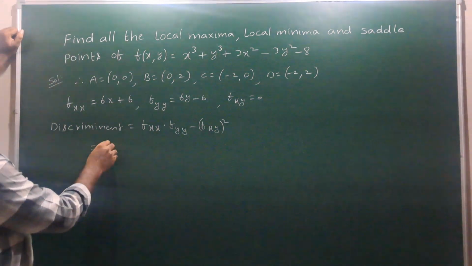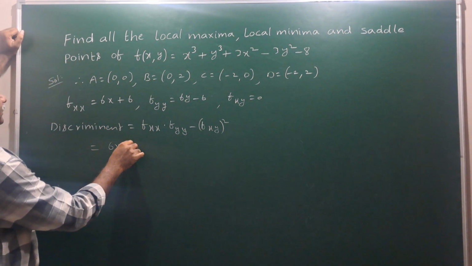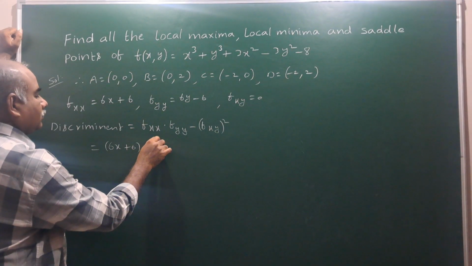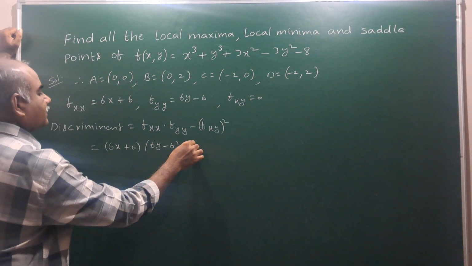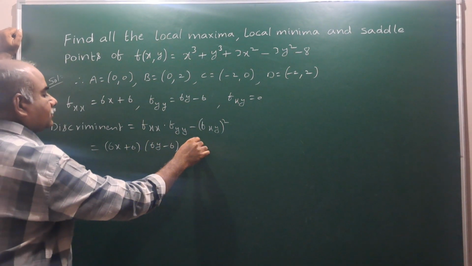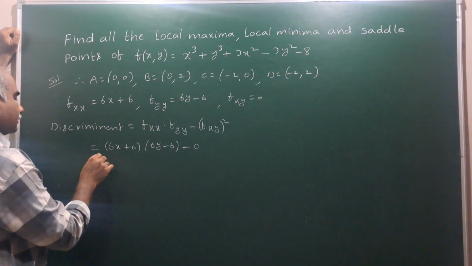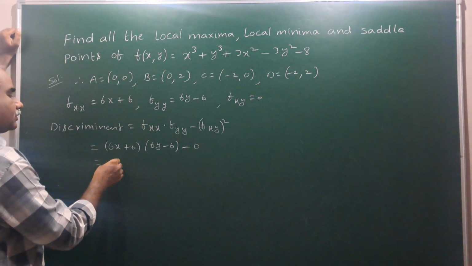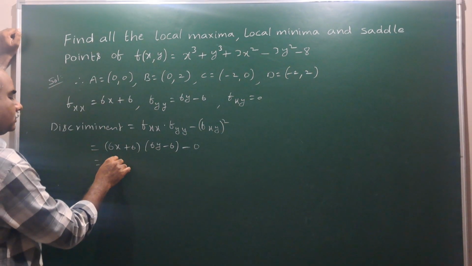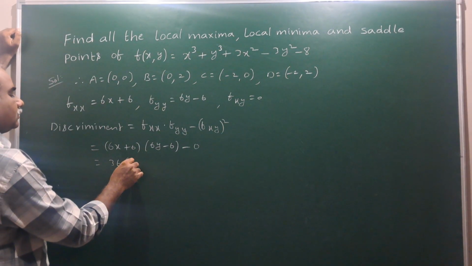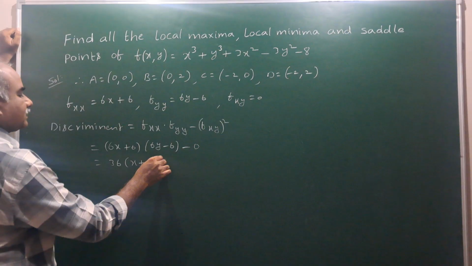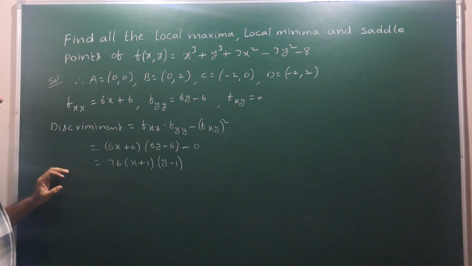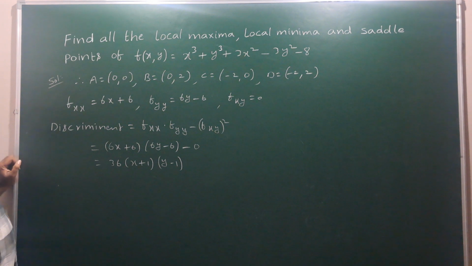fxx means 6x + 6 multiplied by fyy, 6y - 6. fxy is 0, so 0 square is also 0. So take 6 as common in both the brackets. So 6 into 6 we have 36. The remaining are (x + 1) into (y - 1). Next we have to check the points one by one.